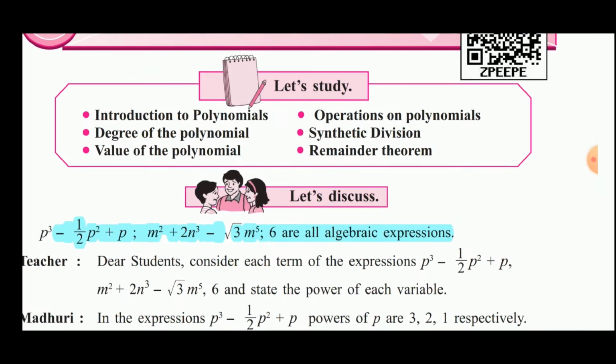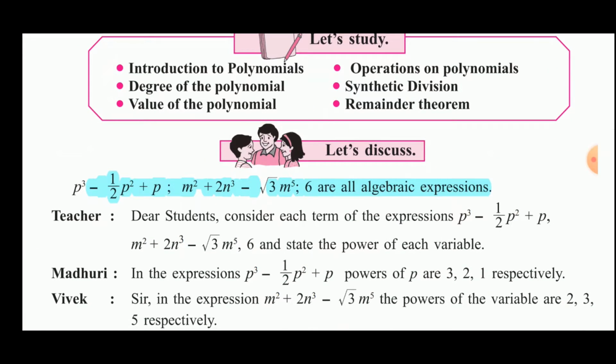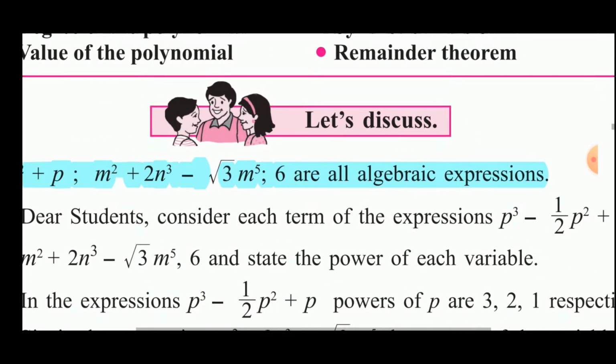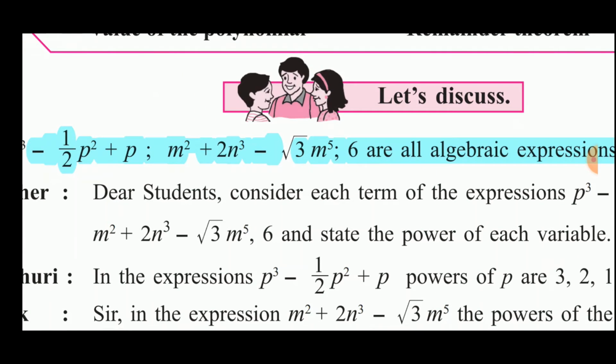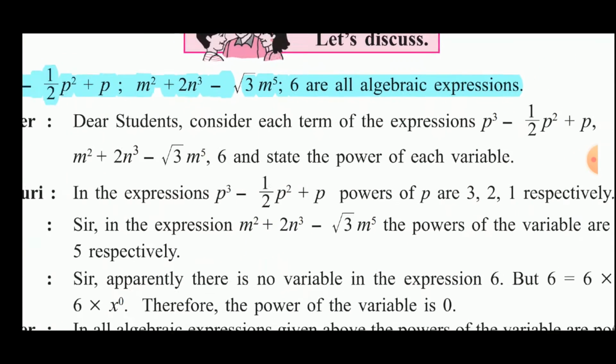Now, here are some algebraic expressions: p cube minus half p square plus p, m cube plus 2n cube minus root 3 m raised to power 5, 6. These are all algebraic expressions. Now consider each term of the expressions p cube minus half p square plus p, m cube plus 2n cube minus root 3 m raised to power 5, 6, and state the power of each variable.